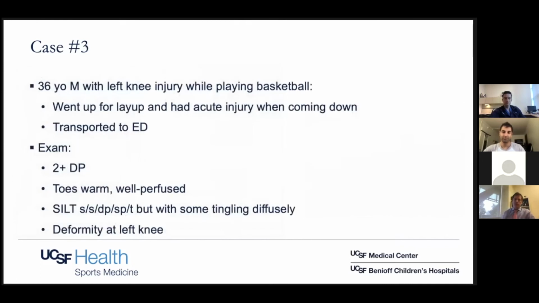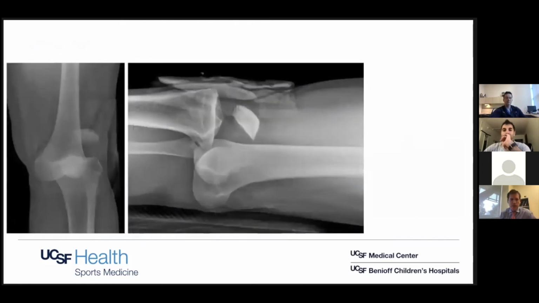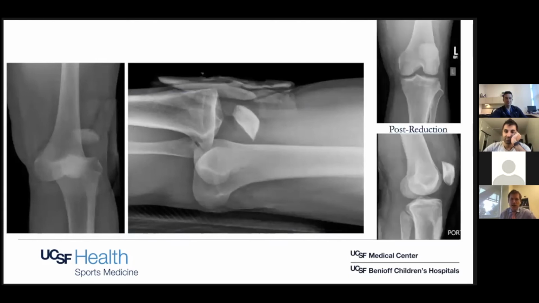All right. So case number 3, this is a 36-year-old. He was playing basketball, went up for a layup, and then hyperextended his knee. And when he was coming down, he was transported to the emergency room, and then on exam had palpable pulse, toes warm, had some diffuse tingling, but otherwise intact and an obvious deformity. And this is how he showed up in the emergency room. And so, obvious knee dislocation. And then he was appropriately reduced.